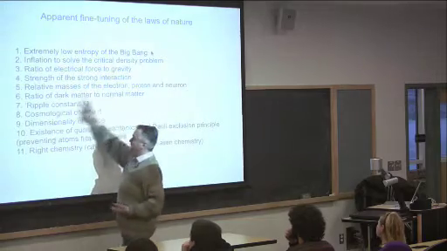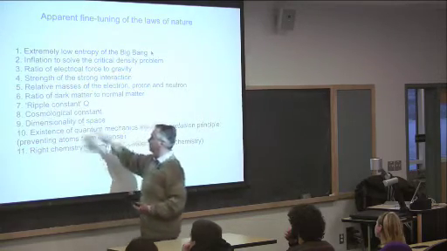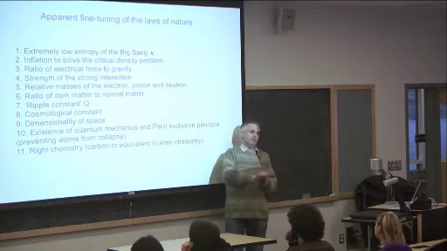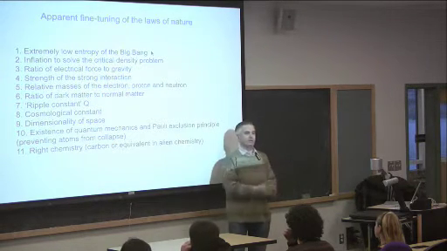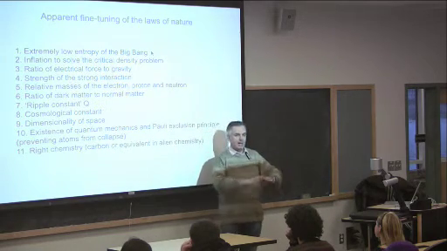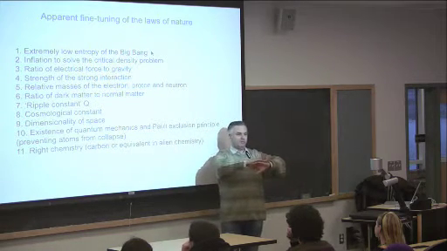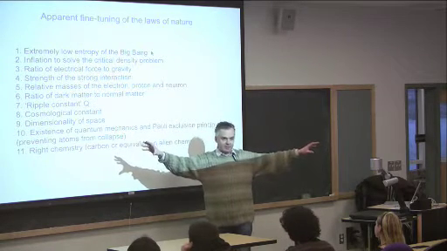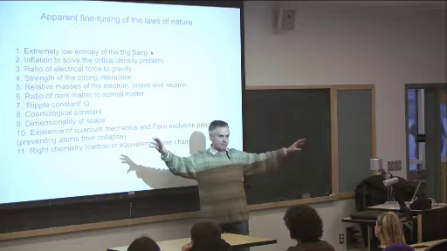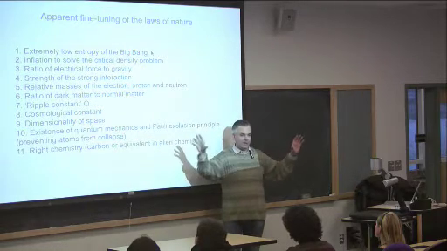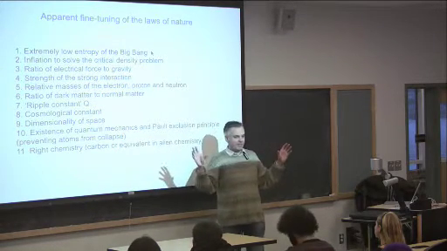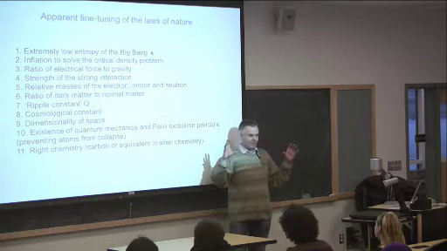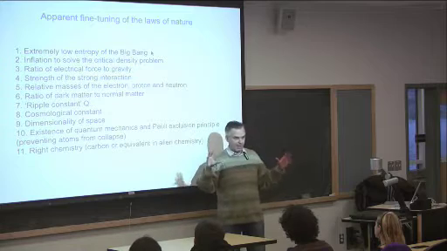Ratio of dark matter to normal matter. Then we have the Ripple constant Q, which basically tells you about the lumpiness of the universe. When the universe expands, it can be in an extremely smooth way, and the Ripple constant is 10 to the power of -5. So there's only one unevenness in one part in 100,000.